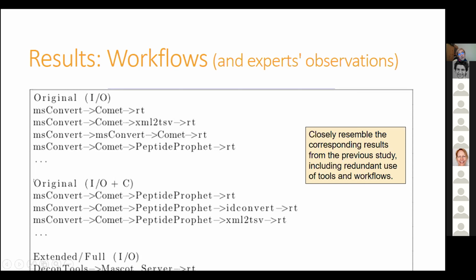For example, for the original tool set, exploring workflows with only the 21 tools, we see that this closely resembles the results from the previous study, including that tools and small workflows are often used redundantly. For example, you can see here that MS Convert, the type conversion tool, is used 2 times after another, which is technically possible and not forbidden, but probably not very useful. Why would you convert a type 2 times in a row when 1 time usually does the job?